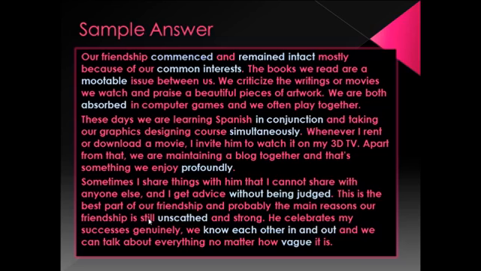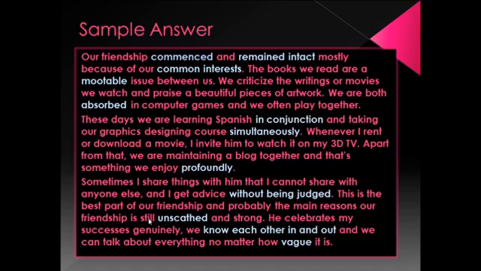Our friendship commenced and remained intact. Commenced means began, start हुई, and remained intact. Intact mean अभी तक भी वैसी की वैसी ही है, उतनी ही strong है, उतनी ही solid है. Mostly because of our common interests. So कोई भी फ्रेंडशिप आपकी उतनी ही डीप होगी अगर आपके कॉमन इंटरेस्ट ज़्यादा हैं, सो दैट यू पीपल कैन स्पेंड टाइम टुगेदर. सो वो कह रहा है कि हमारी फ्रेंडशिप जब से शुरू हुई है और अब तक इसलिए इतनी स्ट्रांग है, इतनी सॉलिड है, बिकॉज कॉमन इंटरेस्ट्स हैं.